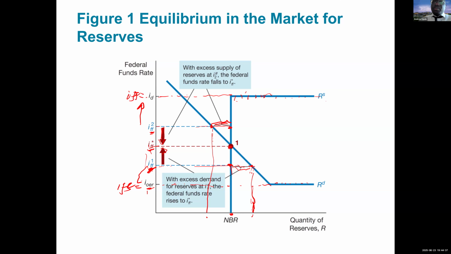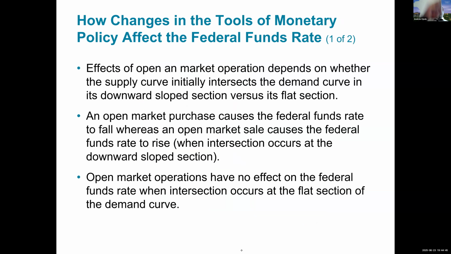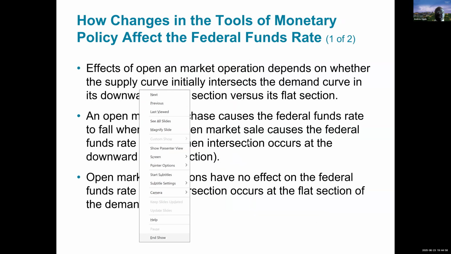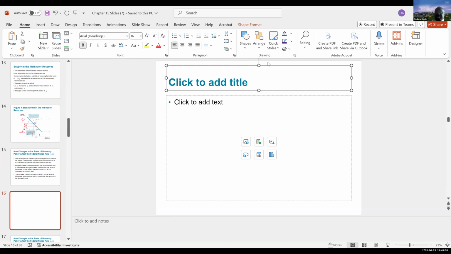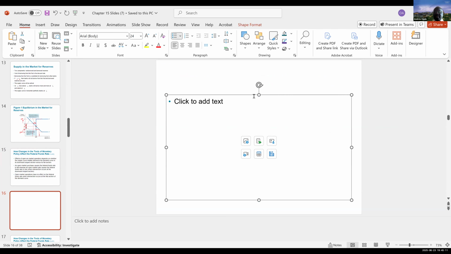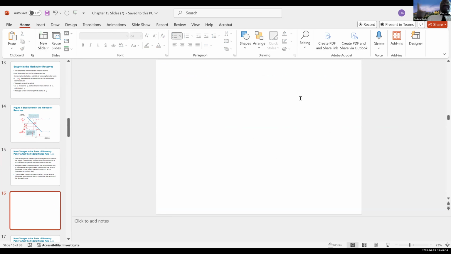So let's talk about the tools of monetary policy, which can affect changes in the equilibrium interest rate. So how do changes in the tools of monetary policy affect the federal funds rate? Okay, so let's start with the most important tool of monetary policy that we talked about already, which is open market operations. We say that's the most popular because the Fed finds it more effective than any other conventional tools. So let's talk about how changes in the tools of monetary policy affect the federal funds rate. Okay.